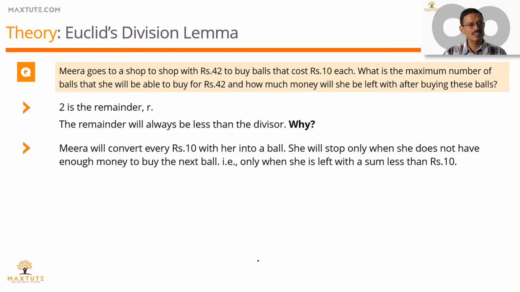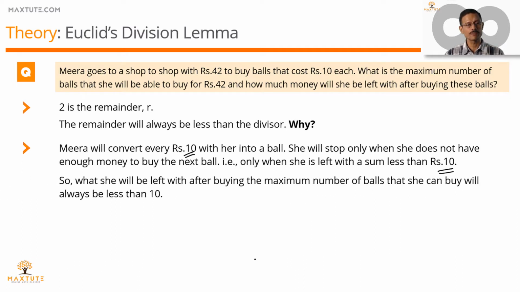Why is the remainder less than the divisor? Meera will convert every 10 rupees with her into a ball. When is she going to stop? She will stop when she does not have enough money to buy the next ball. Which means she's going to stop when she's left with a sum of money that is less than 10 rupees. So she will be stopping when she is left with, after buying the maximum number of balls, a sum of money that is less than what is required to buy the next ball. That is a sum of money that will always be less than 10.